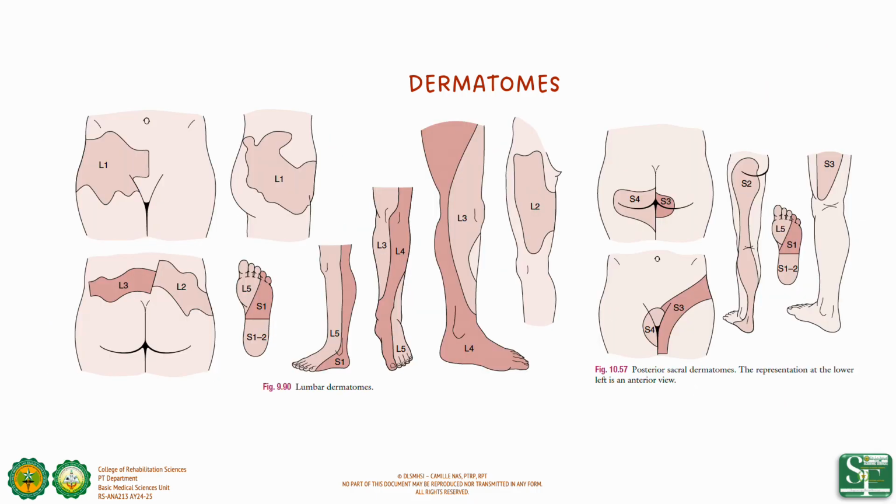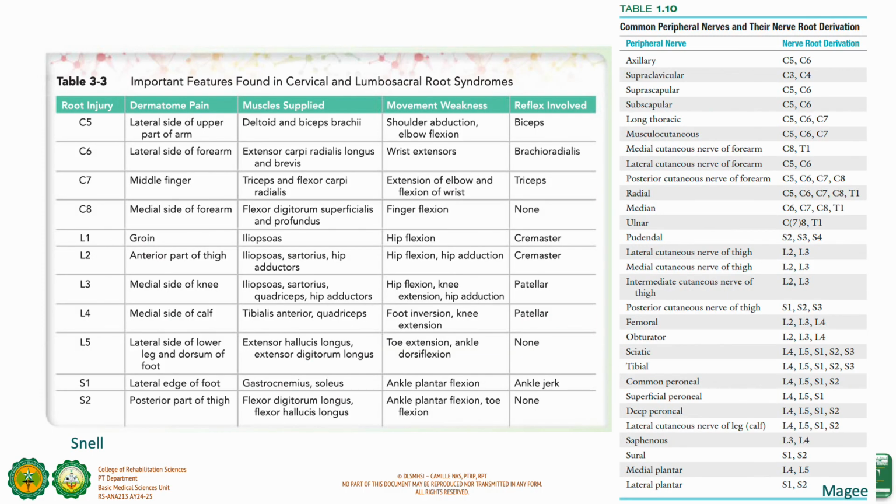So this one is for the lower extremity. L1, inguinal. L2, medial thigh. L3, medial condyle of the femur. Ayan. L4, dorsum of the leg or the big toe of the foot. L5, lateral toes or dorsum of the foot. And then S1, andito na tayo sa paa. S1 is the sole of the foot, lateral sole of the foot. S1, S2 is the heel.